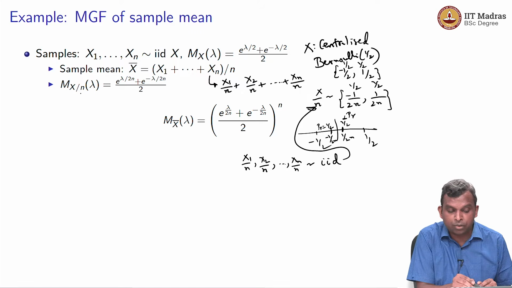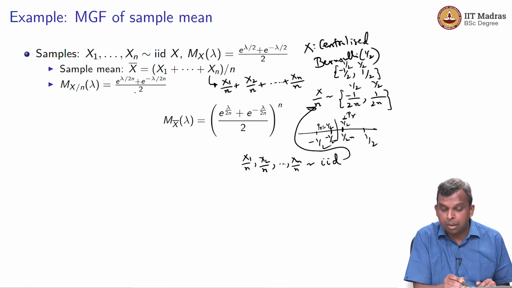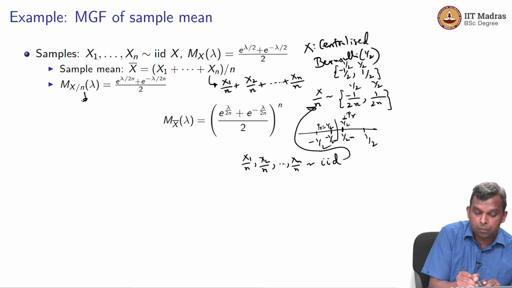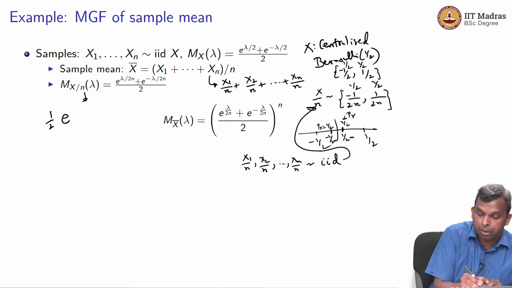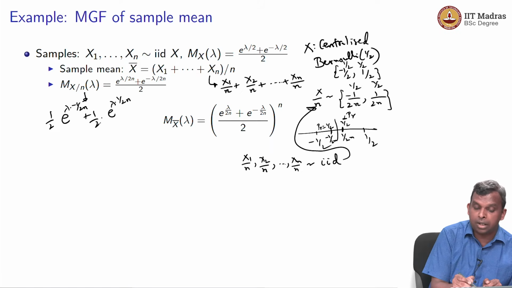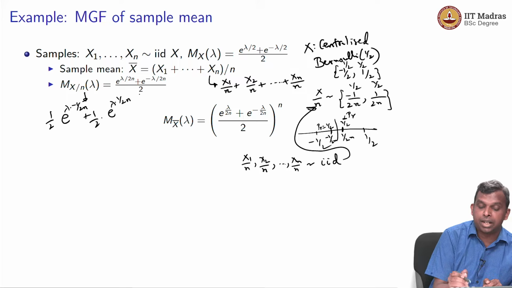The moment generating function for X by n is e power lambda by 2n plus e power minus lambda by 2n, divided by 2. So it's basically half into e power lambda into minus 1 by 2n plus half into e power lambda into 1 by 2n. It takes value 1 by 2n with probability half, minus 1 by 2n with probability half. This is just addition and writing it up.